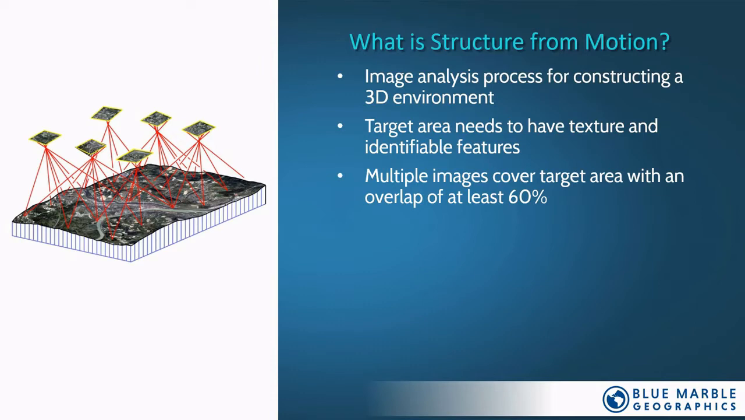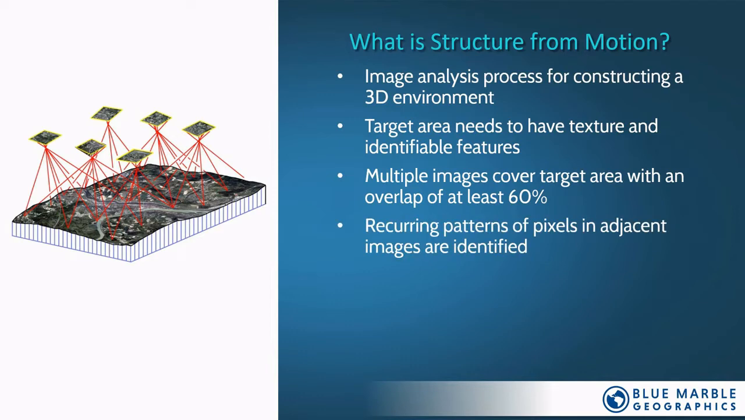Now, that's required for this process. Single side-by-side images will not work for this. You need to have the same object visible in multiple images. But apart from that, the technical requirements are very basic. In captured images, which are identified in terms of their location in three-dimensional space, recurring patterns of pixels in adjacent images are identified. I've kind of alluded to this already. This is how the process works.